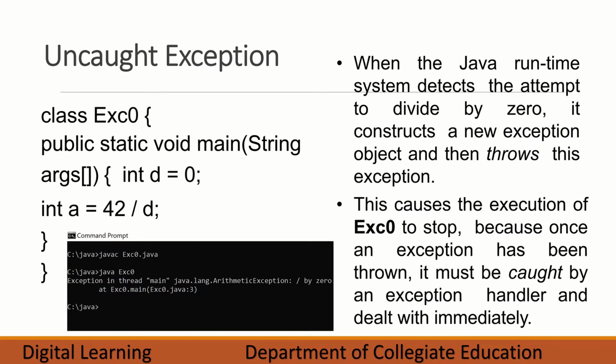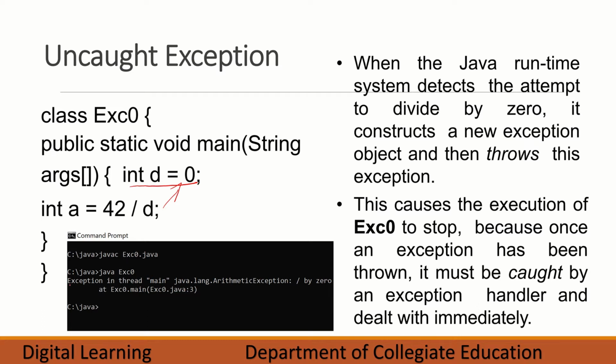Let us see. This is a small piece of code where I'm going to say int d is equal to 0 and int a is equal to 42 divided by d. What is the value of d? 0. Anything divided by 0 is infinity. It means your computer cannot calculate. In this situation, what will happen if I execute this particular code? You can check the output here.